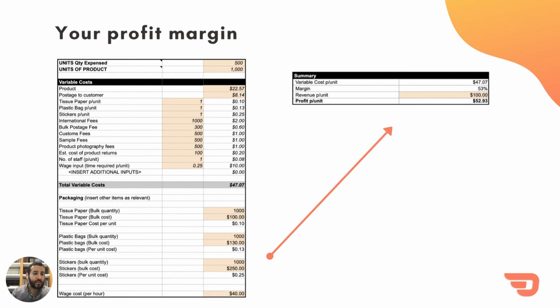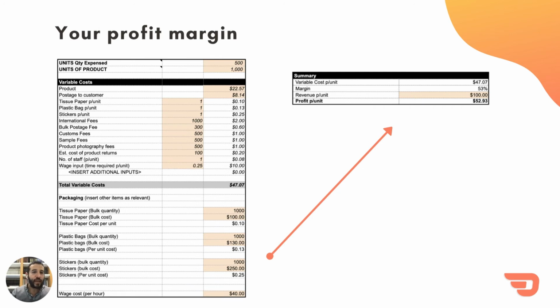So what that's really saying is as follows. The units of product is really when you make a bulk purchase of that particular product, how many units come in that bulk purchase? For example, let's call it 1,000, right? And then when you create a particular production run, you don't necessarily produce all of those products at once, right? You might do a run of a certain number. In this case, let's assume it's 500. That would be your quantity, units of quantity expensed.